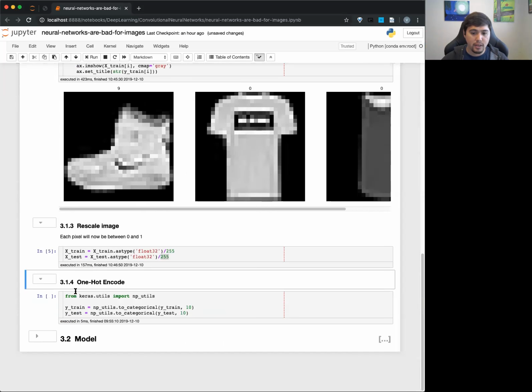Also note that I'm going to do a quick one-hot encoding for the actual category. So instead of having 0, 1, 9, whatever, I'm going to one-hot encode it. So it's either a shoe or a shirt or something else.